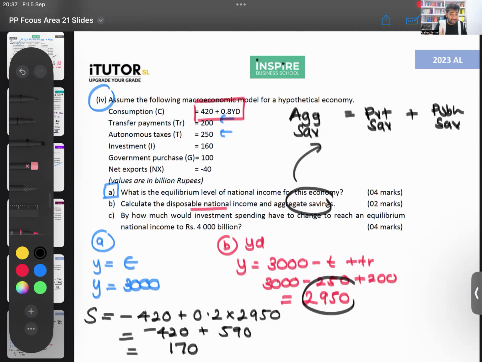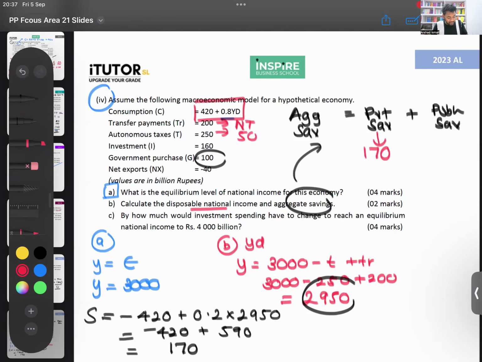Remember, this is private savings. What you get from the savings equation is not aggregate savings. So private savings is 170. How do you get public savings? Take the government's budget line. Government spending is 100. How much are their net taxes? They are collecting 250 in taxes and paying 200 in transfers. So they are collecting 50 net.